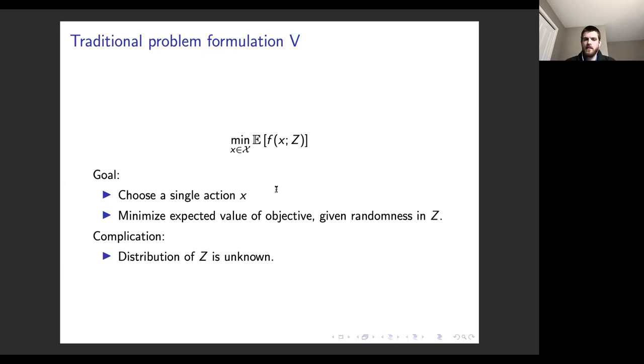Now, one significant complication is that typically the distribution of this unknown parameter is not known precisely. So for example, if you think back to maybe the vehicle routing example, you don't typically know exactly what the distribution of travel times along a road is. You can maybe model it, or you maybe have data about it, but typically speaking, you don't know exactly what that distribution is.